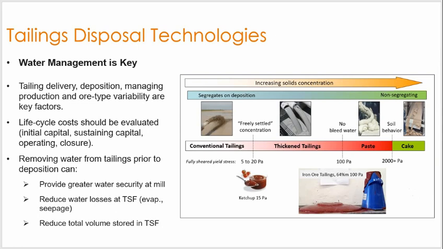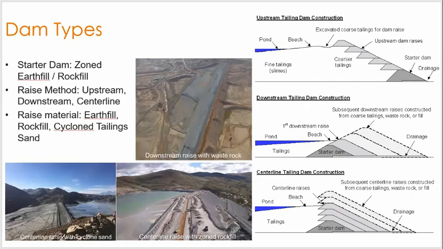I mentioned earlier the tailings facility has to be retained by a dam, assuming you're depositing the tailings as a slurry. And there are several options on how you can raise these dams. They all start with what's called a starter dam, and that is essentially a traditional water retention type structure. It might be a zoned earth fill or rock fill dam with a low permeability central clay core.